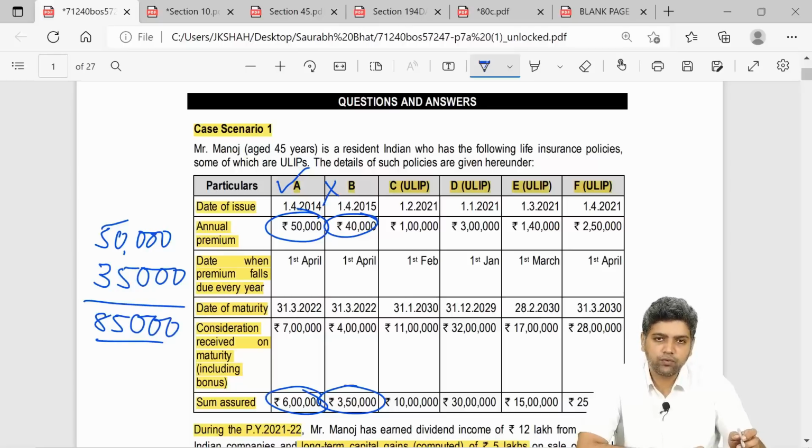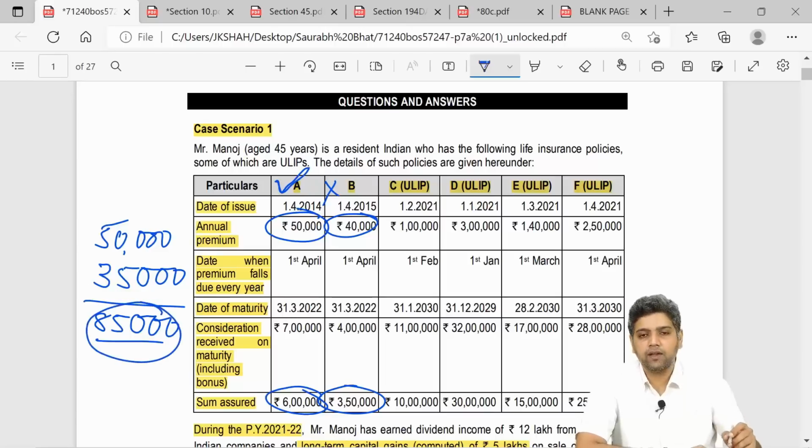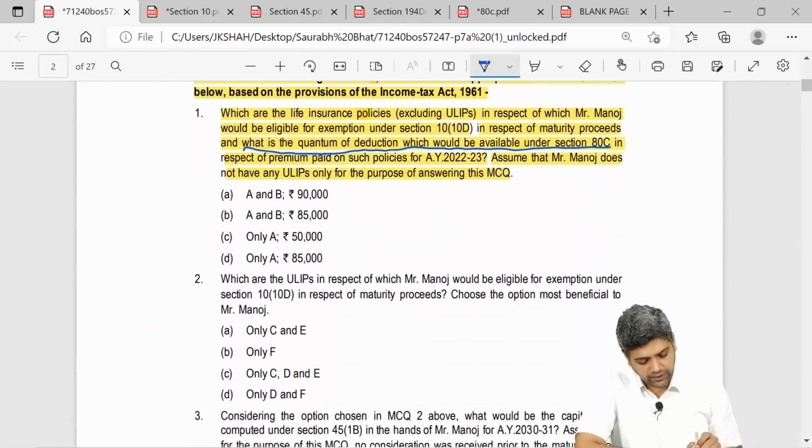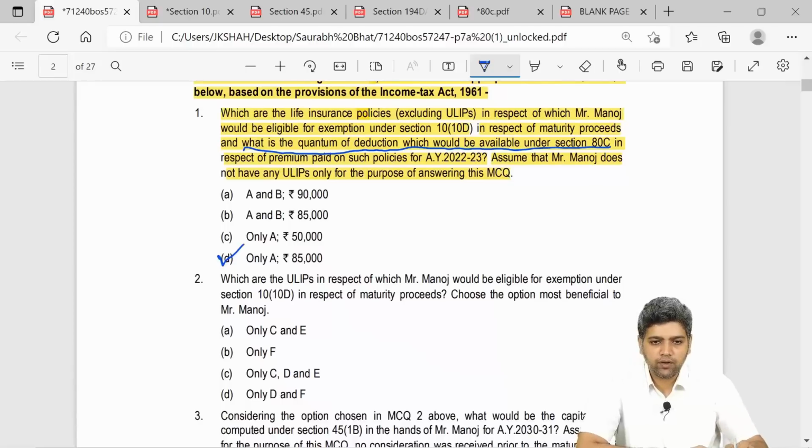So our answer to the first MCQ is that policy number A is eligible for exemption under section 10 clause 10D, and the total deduction under section 80C would be restricted to 85,000 rupees. So over here the correct answer would be D. I hope this MCQ was clear to everyone.